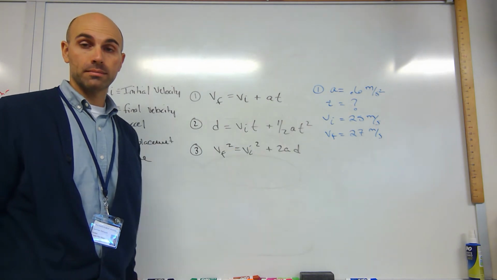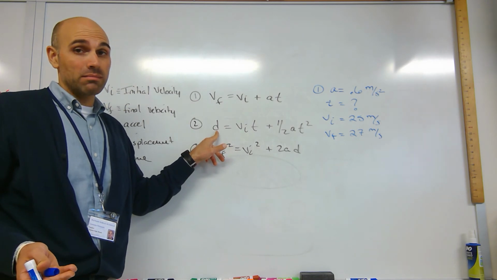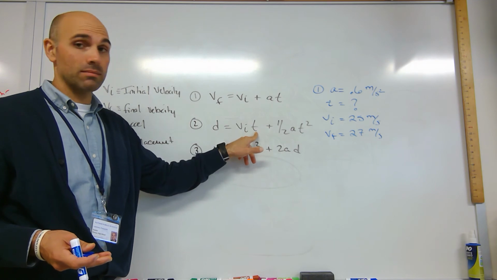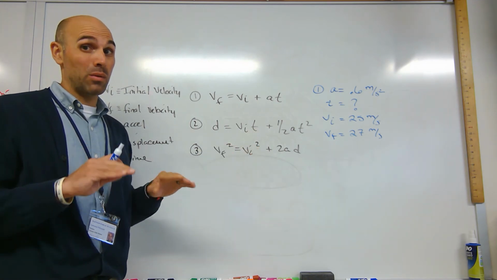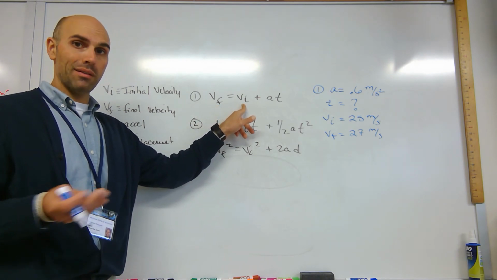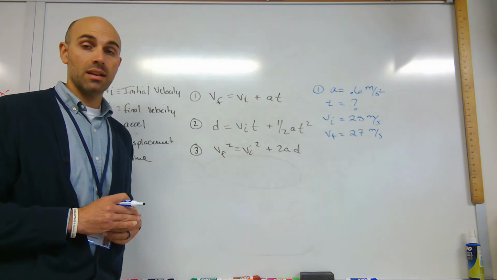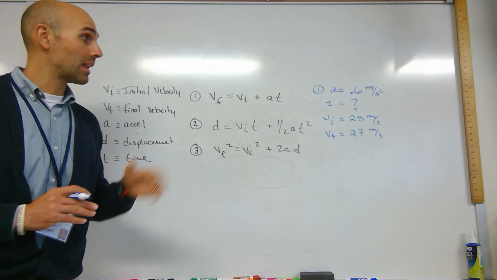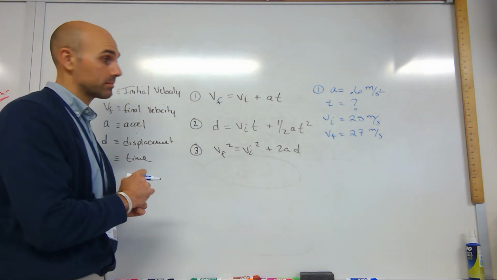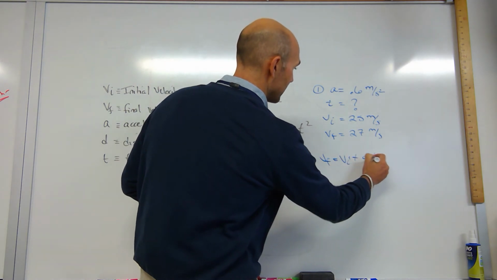Can't use this equation. Let's look at the next one. I don't have that. But I do have a VI. Oh, I don't have that either. 2 variables. Want to stay away from that. I have a VF. I have a VI. I have an A. And I'm looking for a T. Perfect. That is the equation that I want to use. So I'm going to use the first equation for this. VF equals VI plus AT.